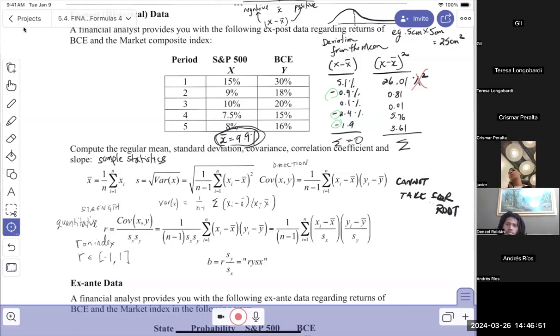And finally, we're going to talk about this. What is this? B. This is the slope of the relationship, which we got out of the calculator, and we got it by looking at the data. What was the slope?